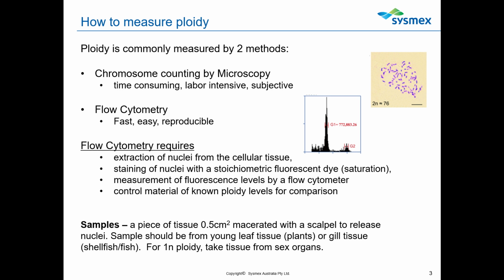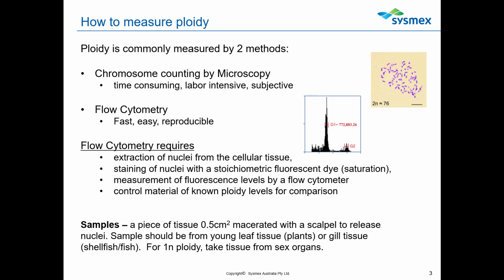Once we run the samples, we then measure the level of fluorescence on a flow cytometer, and then we compare that level of fluorescence to known control materials that have known levels of ploidy. So we need to run a diploid control, a triploid or a tetraploid control, or a haploid control if that's what you're looking for, so that you can set regions and gates on the flow cytometry plot that are representative of the DNA level within the organisms that you're sampling or running.